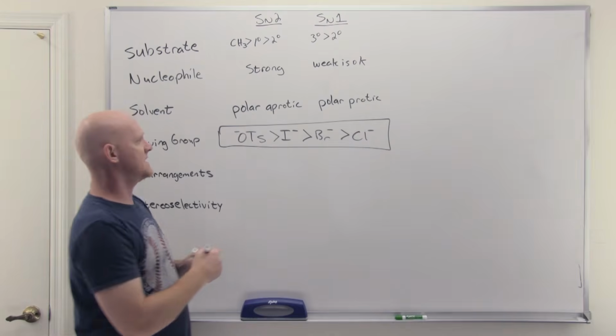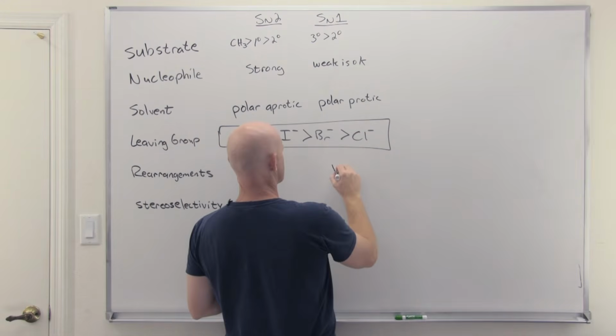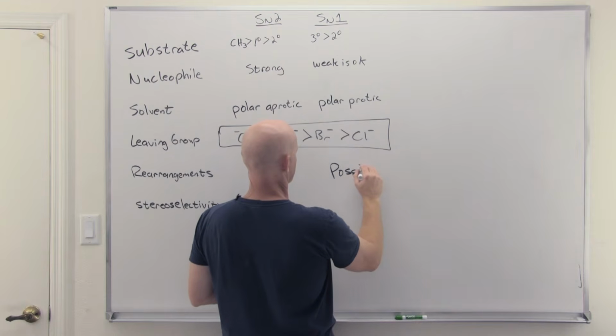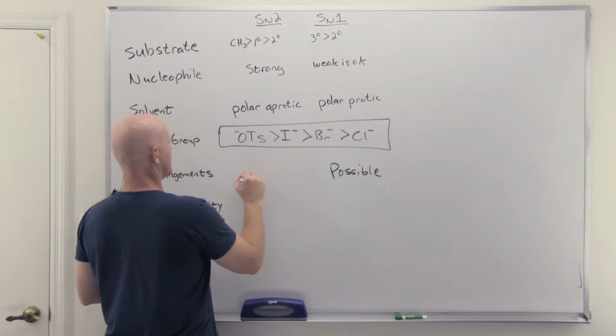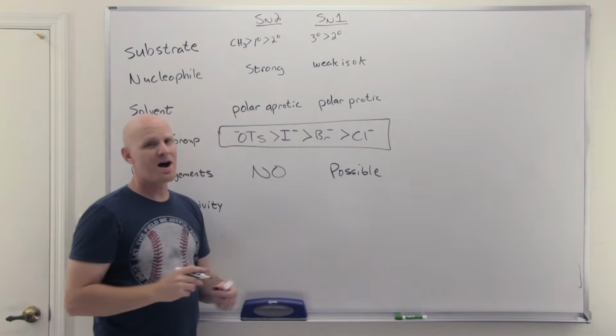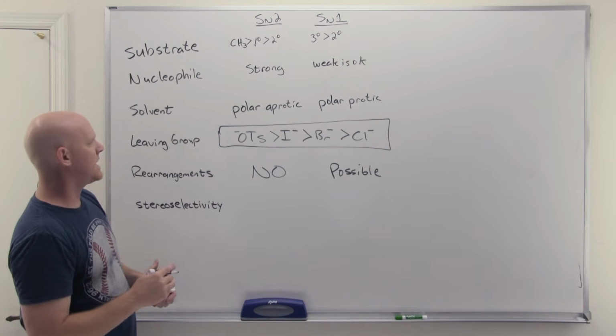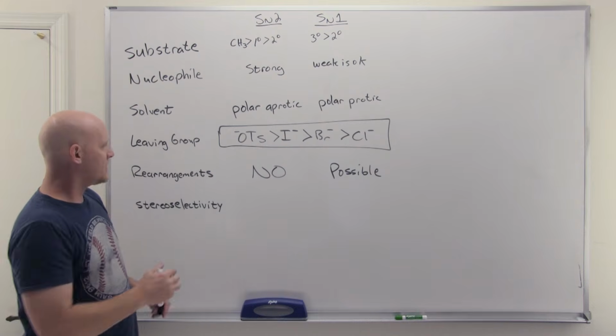Finally, rearrangements. As long as you're forming a carbocation, rearrangements are possible. I shouldn't say yes, maybe I should say possible. Whereas for SN2, we'll just put no because they are not possible. There's no carbocation intermediate. In fact, there's usually no intermediate at all, so not possible. And then finally, stereoselectivity.